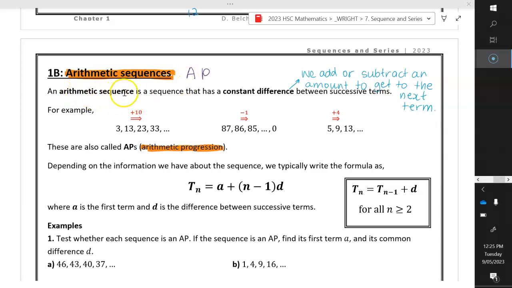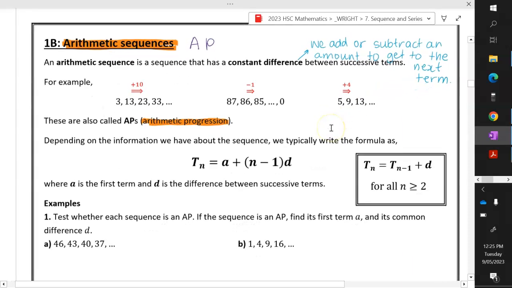So an arithmetic sequence is a sequence that has a constant difference between the successive terms. So basically we're adding or subtracting an amount to get that next term. For example, in this sequence here, we're adding 10 to move along. In the next one, we're taking 1 off, and the last one, we're adding 4. So these would all be examples of arithmetic sequences, and you need to know whether one is or not, because we're going to have a look at ones in a moment, probably next lesson, that are geometric, where we're not adding or subtracting, but we're multiplying or dividing.